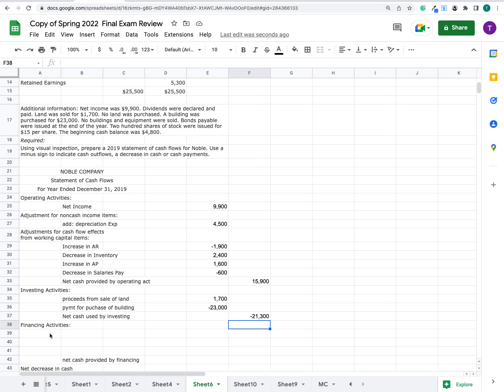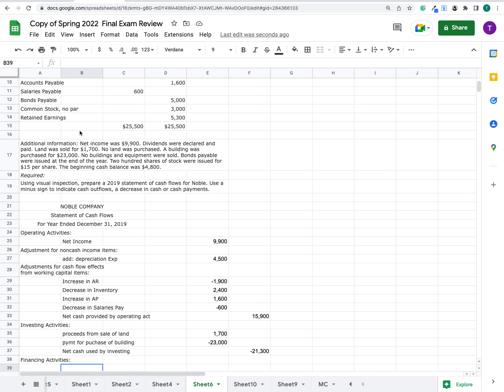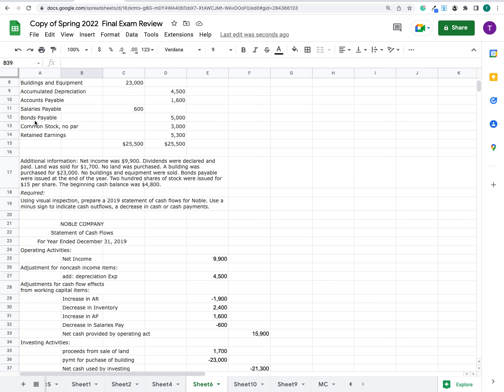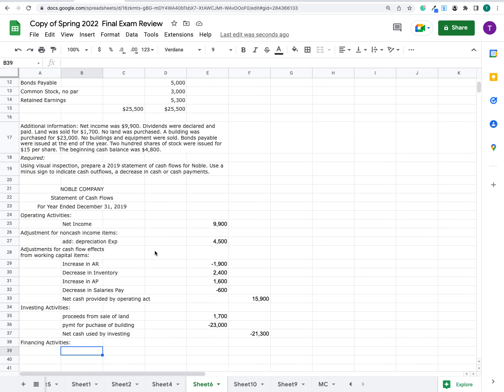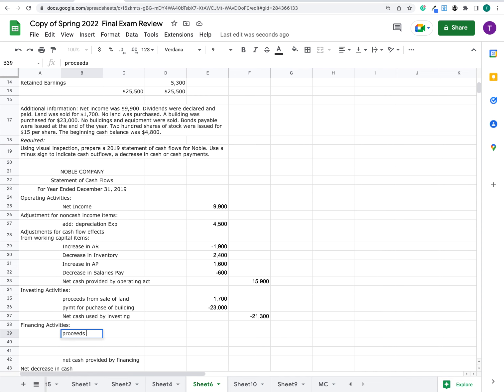And then finally we have the financing activities, and so this is going to include all of the equity and long-term payables, and so that's going to be the things that we're missing here, like the bonds and the stocks and the dividends that they told us were declared. So bonds payable were issued at the end of the year, and when we come up here we see bonds payable of 5,000, and so we can put proceeds from the issuance of bonds for 5,000.